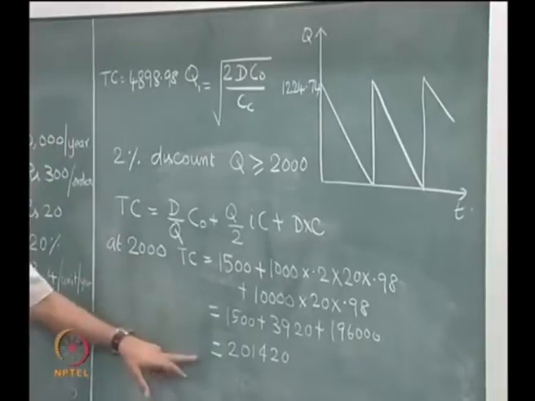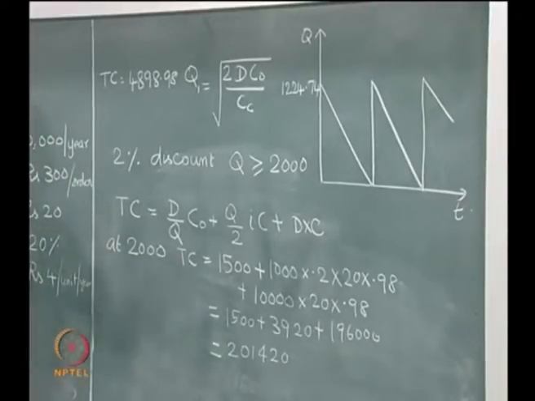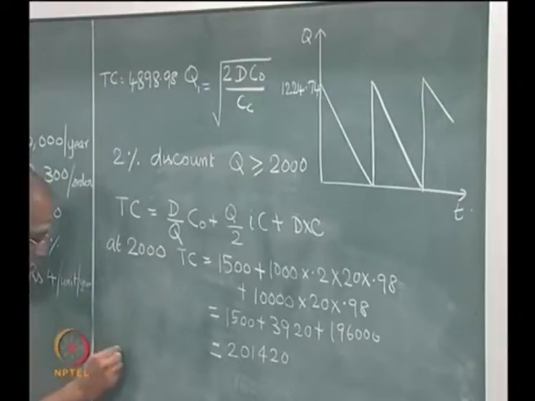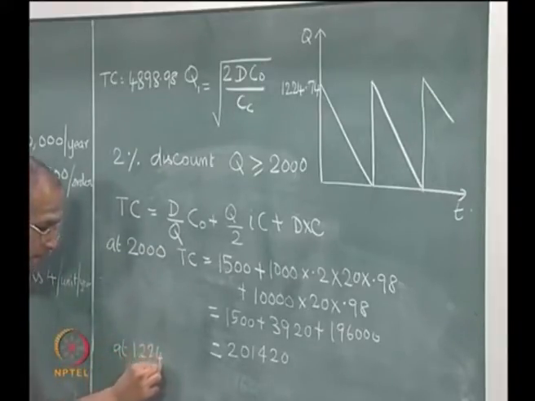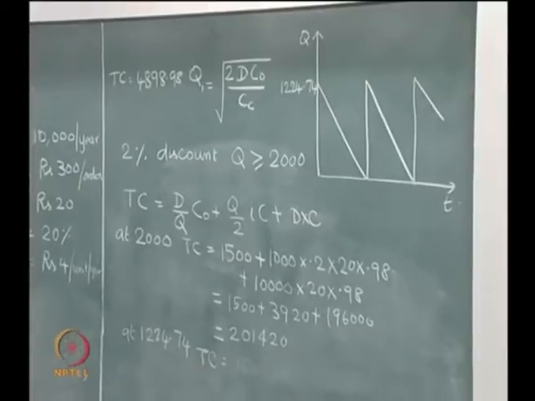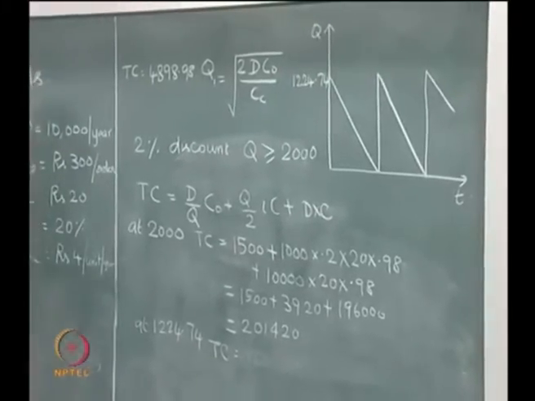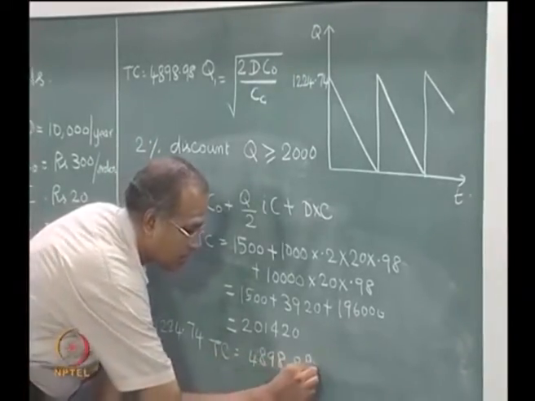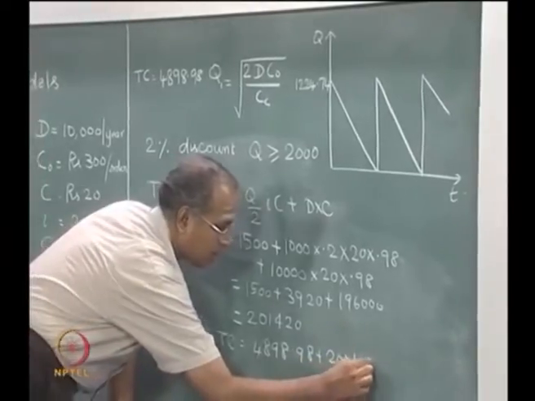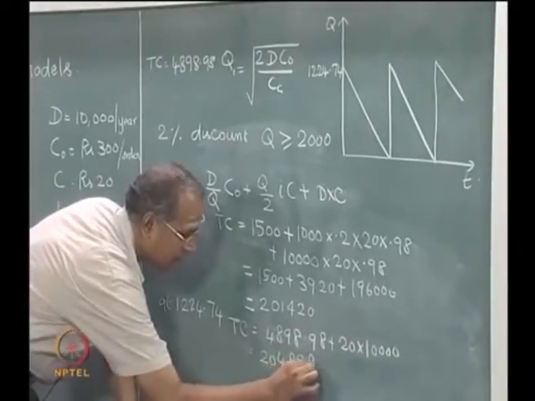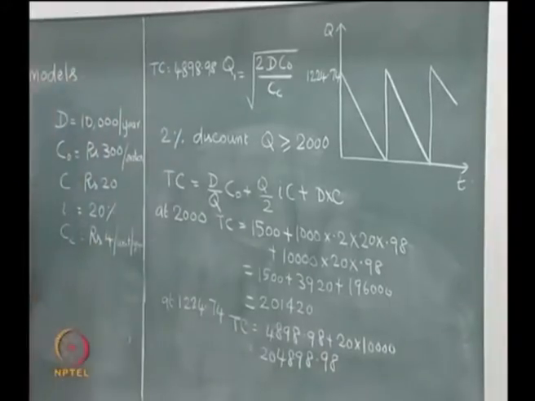Now, this cost has to be compared with the cost that we would incur if we had ordered 1224.74. So, at 1224.74, TC was equal to 4898.98 plus 20 into 10,000, which is 204,898.98.